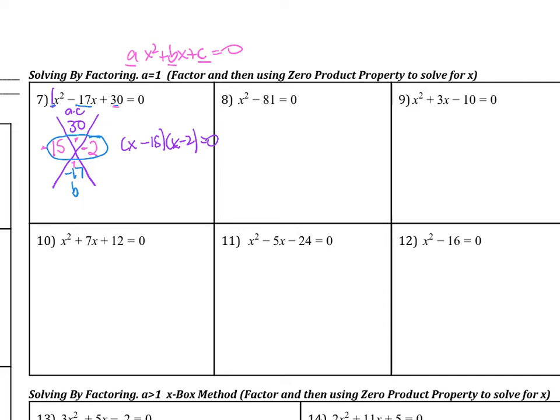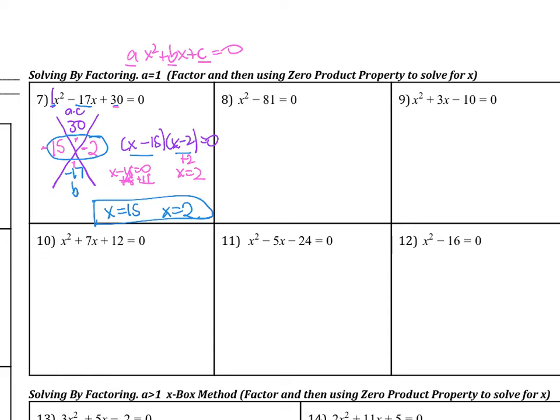Then we use the zero product property like we did earlier, and maybe you can see it already: x equals a positive 15 and x equals a positive 2. Remember, in order to do that, you just set each piece equal to 0 and then solve for x. And that's how I get opposite signs.